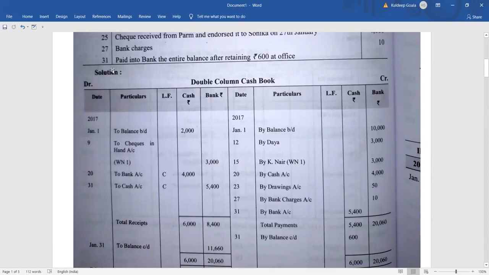Now a very interesting and important thing. Paid into bank the entire balance after retaining rupees 600 at office. The entire cash balance, whatever cash was there, was deposited in the bank, except keeping 600 rupees for the office purpose. 600 रुपए बिजनेस में रखकर सब पैसा बैंक में जमा कर दिया. जितना भी कैश था हमारे पास, 600 रुपए रखकर सब जमा कर दिया.